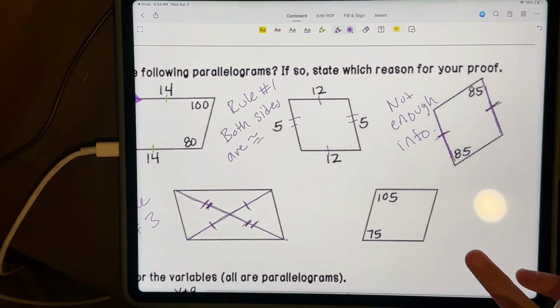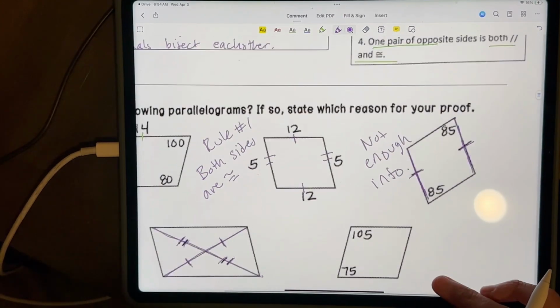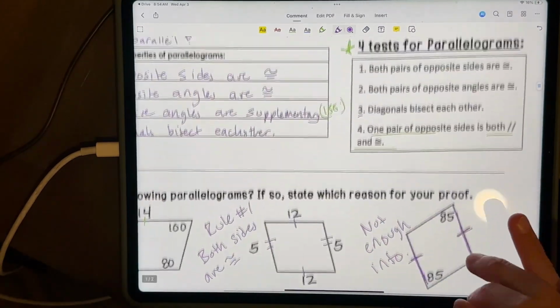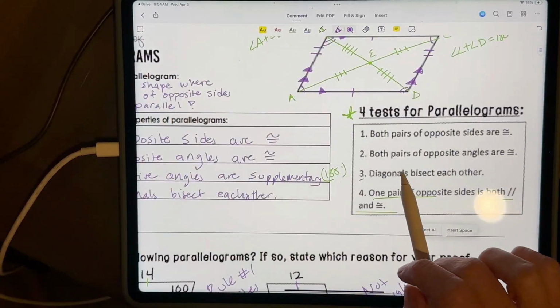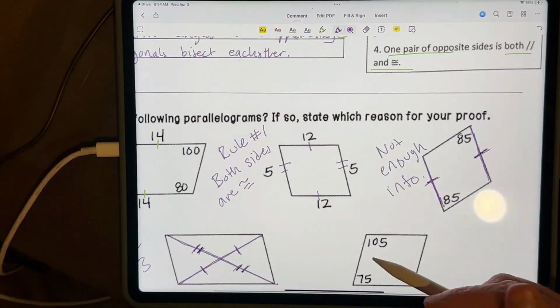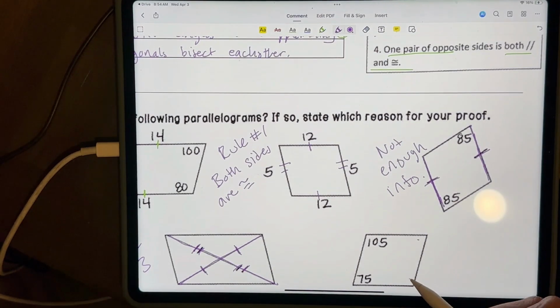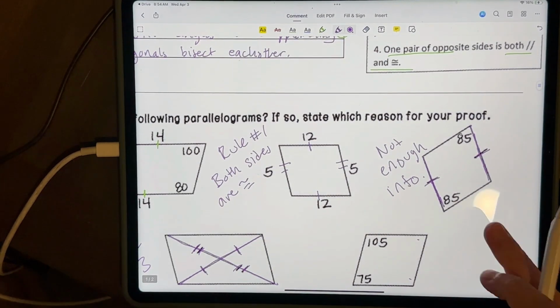Okay, last but not least, we have this one. Okay. What are we told here? Are we told anything about opposite sides being congruent? No. Both pairs of opposite angles are congruent. Do we know the opposite angles' measurements? Do we know this guy and this guy? No. So we can't claim that.